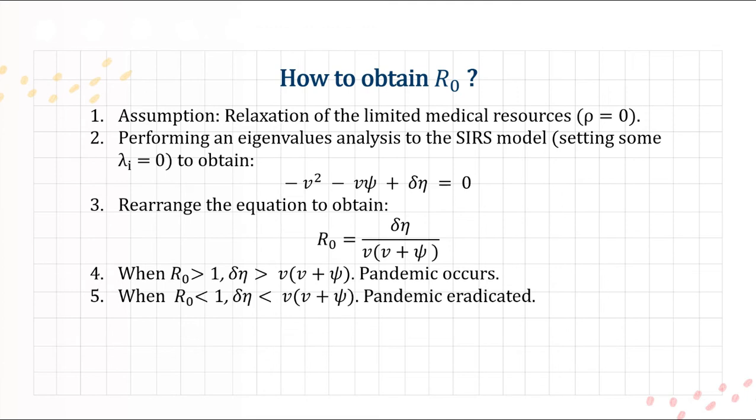When the numerator part is greater than the denominator part, this will give us R0 is greater than 1, and thus the pandemic will occur. Conversely, R0 will be less than 1. Then we can say that the pandemic will eradicate.